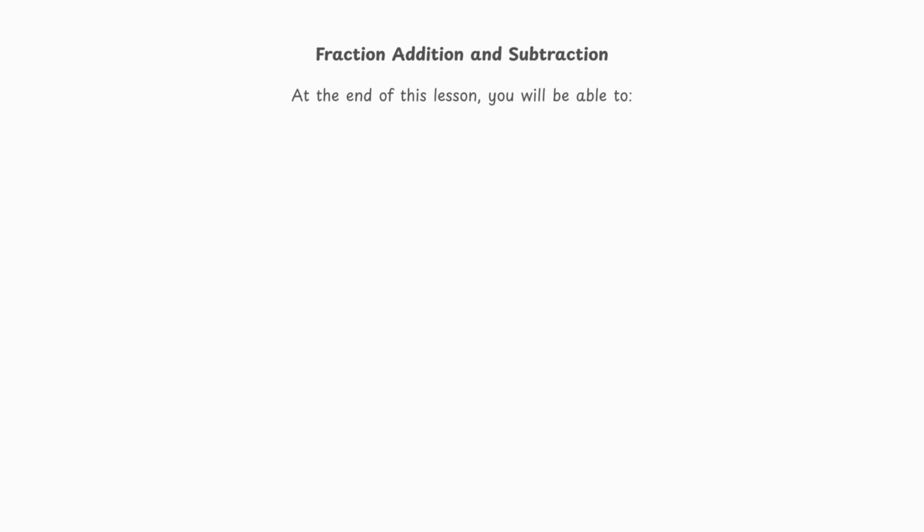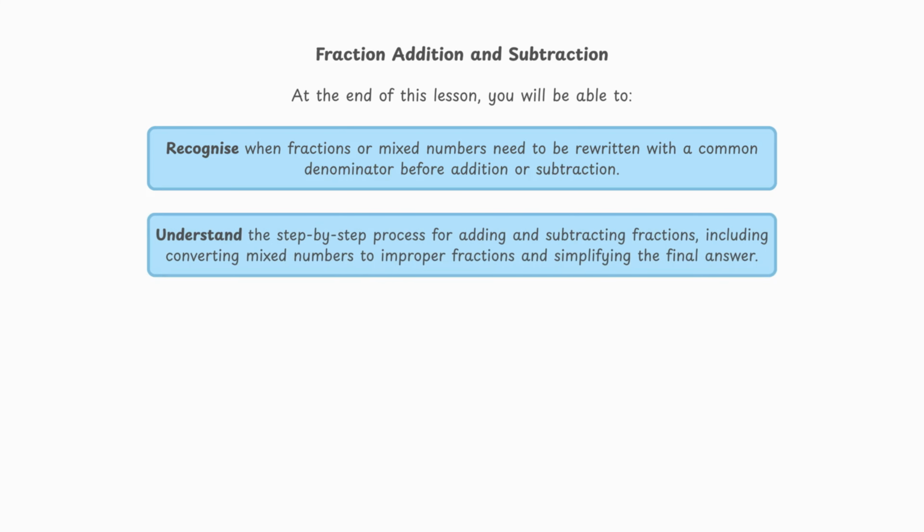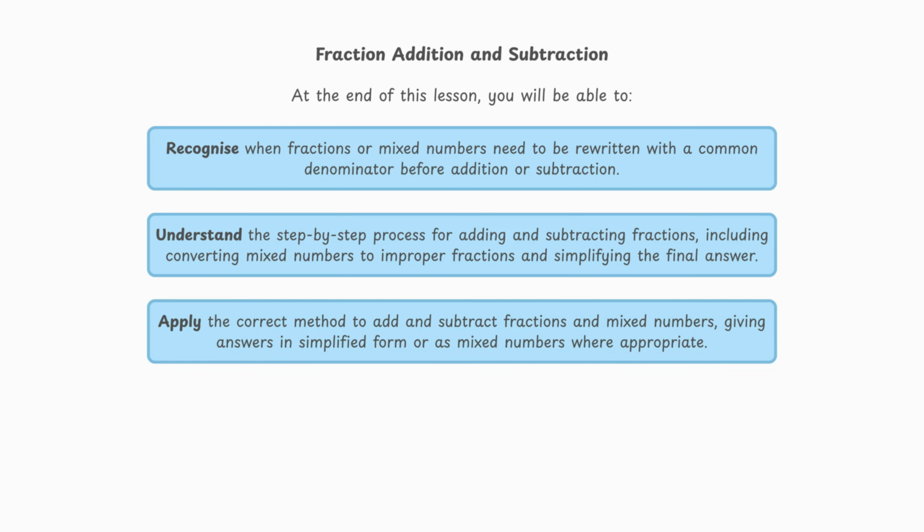By the time you finish this video, you should be able to recognize when fractions or mixed numbers need to be rewritten with a common denominator before addition or subtraction. Understand the step-by-step process for adding and subtracting fractions, including converting mixed numbers to improper fractions and simplifying the final answer. Lastly, apply the correct method to add and subtract fractions and mixed numbers, giving answers in simplified form or as mixed numbers where appropriate.